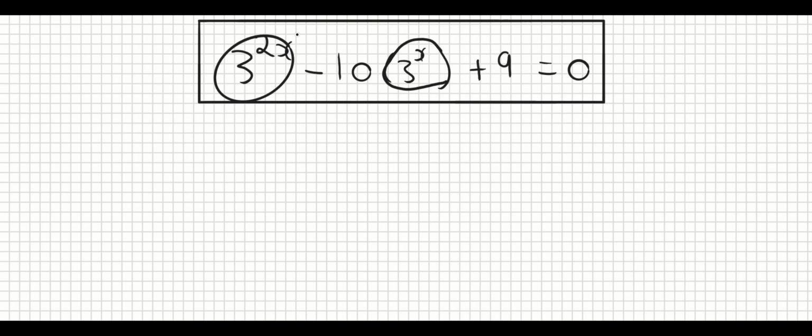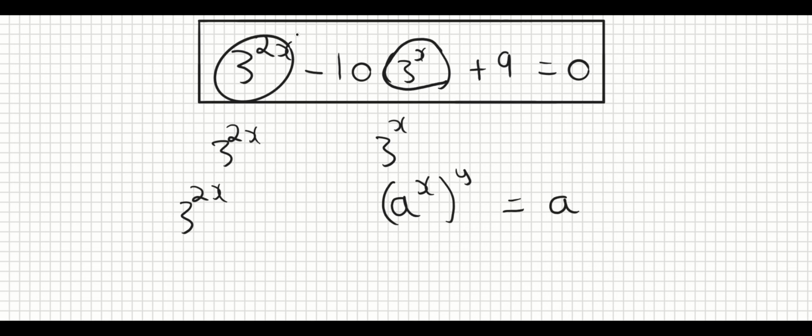Now we need to link it to some topics that we know. So we know indices. I want to see, is there a way we can link 3 to the power of 2x with 3 to the power of x? Now let's look at some indice laws. As you remember, we have an indice law which shows a to the power of x all raised to the power of y would be equal to a to the power of xy. If it's equal left to right, it's also equal right to left.